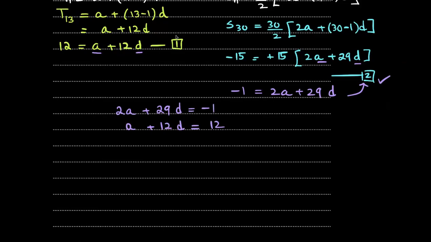Let's multiply the second equation by negative 1. So this is negative a, this is negative 12d, this is negative 12. And let's add it up. So now when I add it up, what do I get? I get 2a minus a, which is a, 29 minus 12, which is 17d. And this is minus 1 and minus 12, that is minus 13.